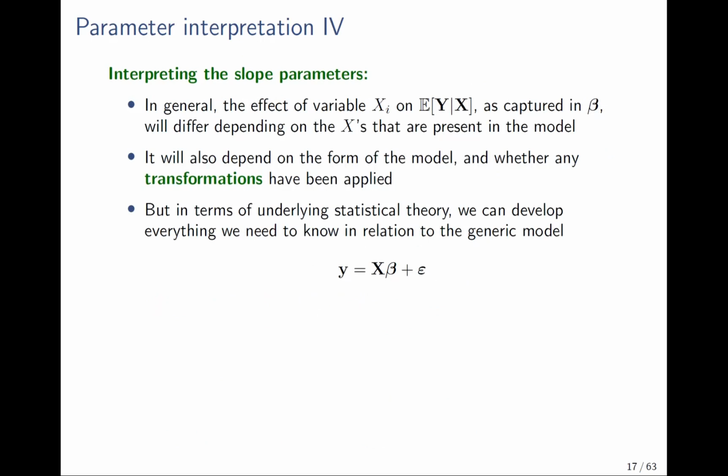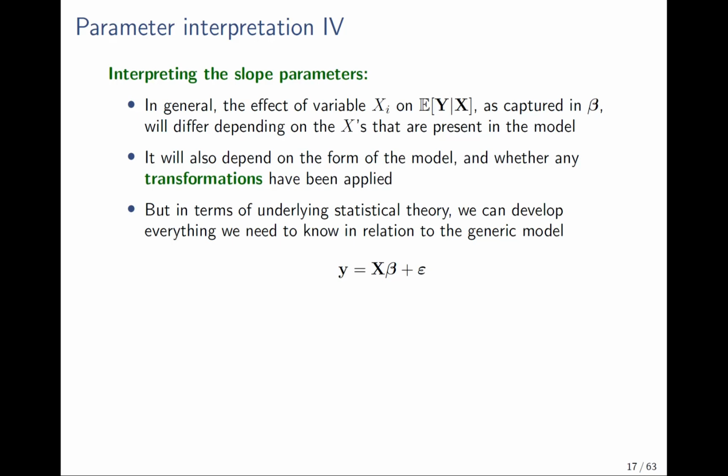Okay, just some final points in this part of the lecture. In general, the effect of a variable x on the mean response, as captured by beta, will differ depending on what x's are present in the model. We'll return to this point throughout the course. It also depends on the form of the model, as we've just seen, and on whether any transformations have been applied, and we'll look at transformations next week.